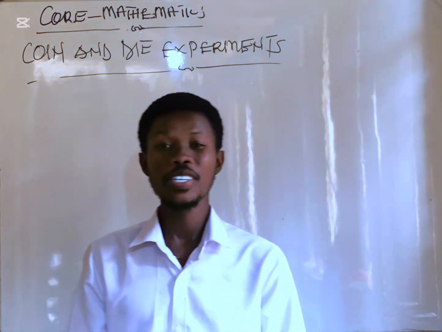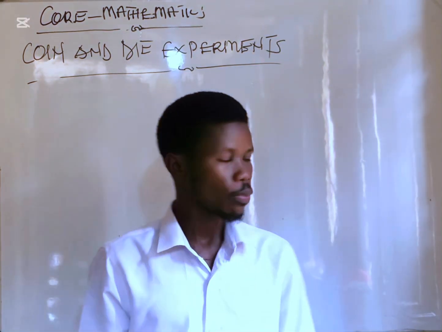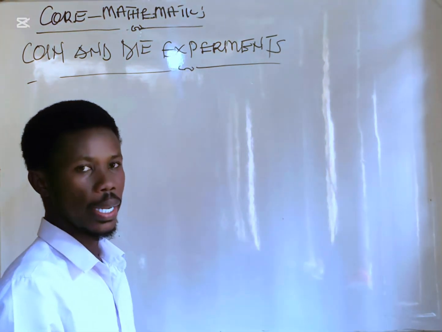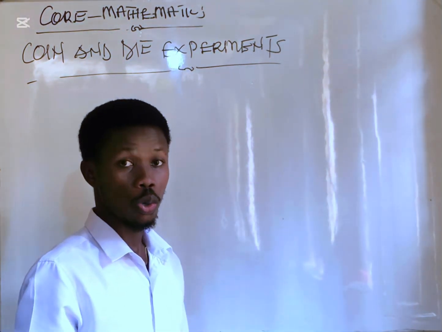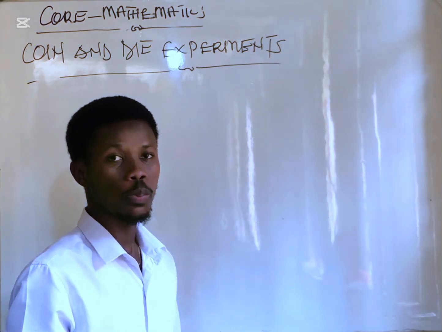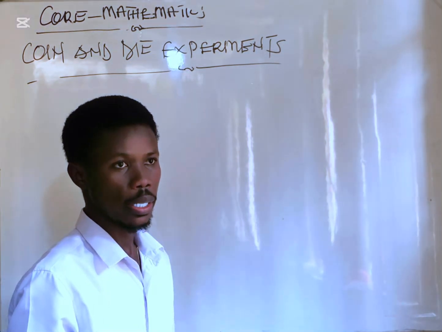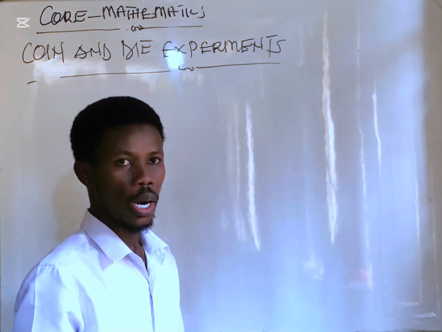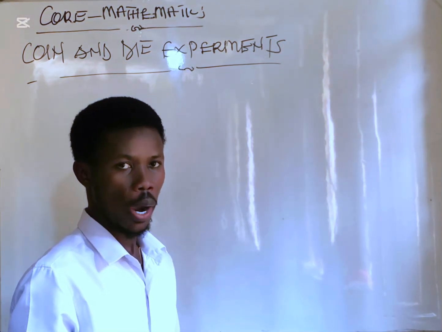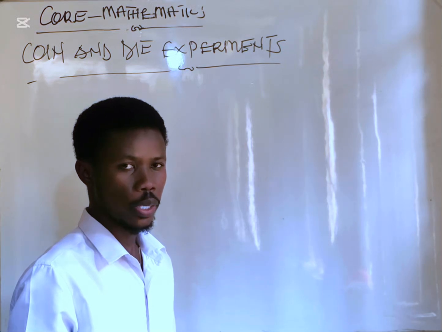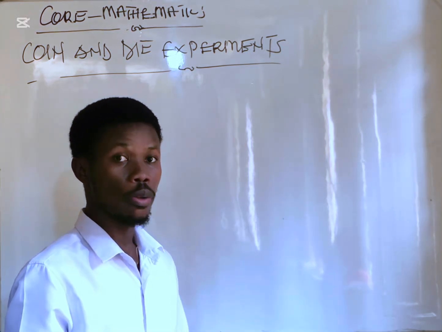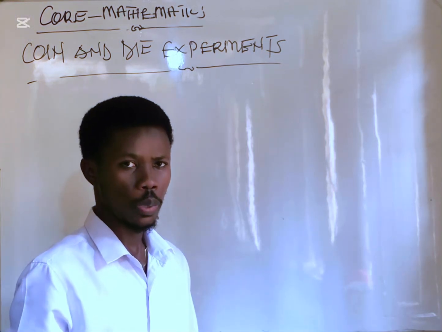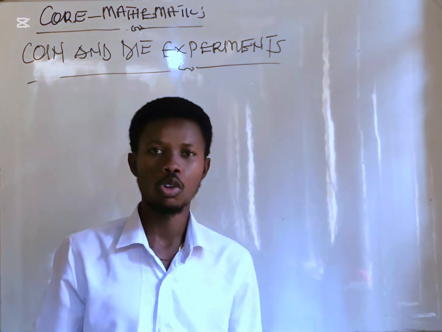Now, before I start solving the question, I want to show you something. We know that when a die is thrown once, the sample space is always 6. What of when we throw a die twice? What is going to be the sample space? What of when you do it 3 times or 4 times? These questions can be asked in objective.